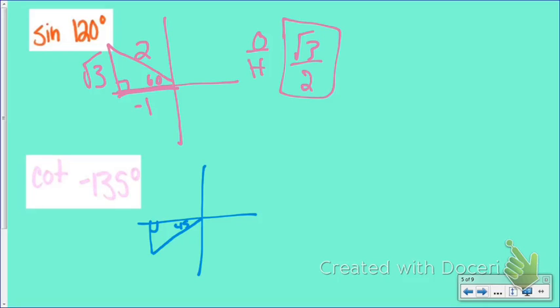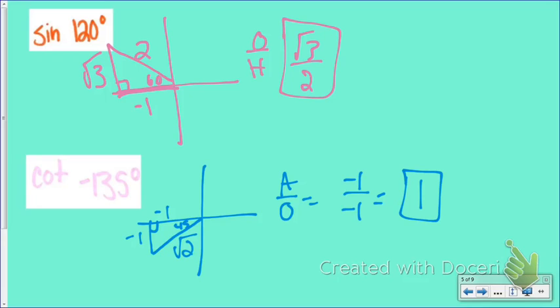And again, I just need to follow that same ratio. Okay, it's x, x, and x root 2, which means I can fill that in with 1, 1, root 2. I need to add some negatives, so I'm going in the negative direction on the x-axis, and I'm going in the negative direction on the y-axis. And once this is filled in, I can find my values. So cotangent, that's adjacent over opposite, which means it's negative 1 over negative 1, which is just regular old 1.